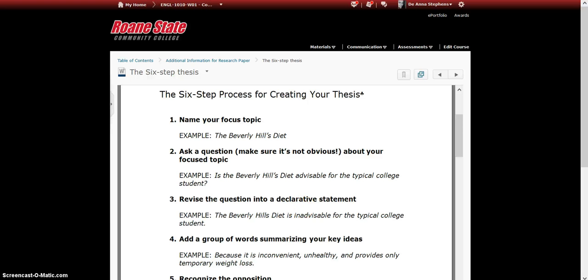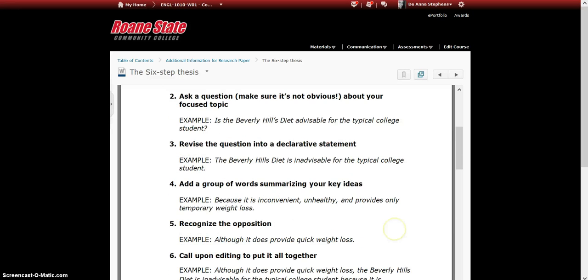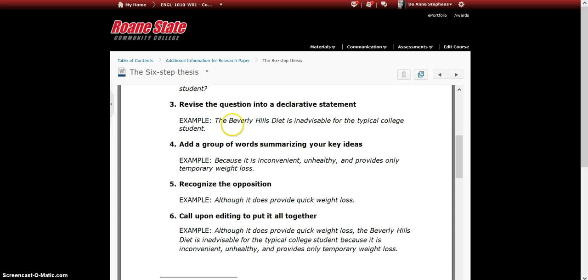So the person does a lot of research and decides the Beverly Hills diet is inadvisable for the typical college student. Okay, but that in and of itself probably doesn't give enough information to make a really solid, compelling thesis statement. Actually, you want to take it a step farther if you're able and try to think of reasons why. You don't necessarily have to have 3 reasons. This person does. You don't have to have 3, it's not a requirement, but often people like to come up with 3. But anyway, so these are the reasons.